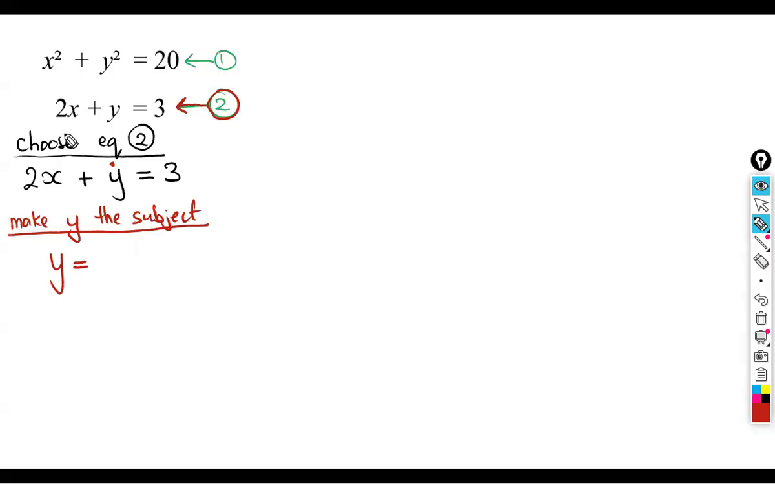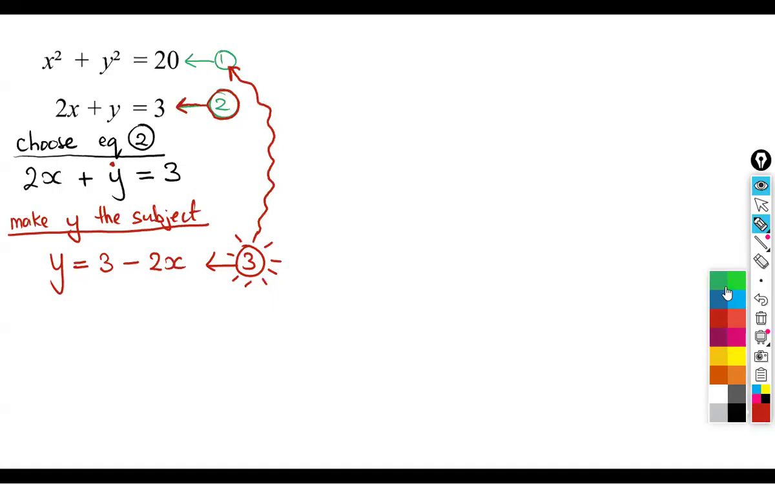Throw across positive 2x, you're going to get minus 2x, and it's simple as that. This here is equation 3, our most important equation, because we're going to end up running back to equation 3. We are going to put equation 3 into the one we didn't use as yet, which is equation 1.